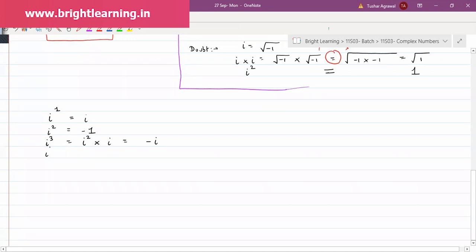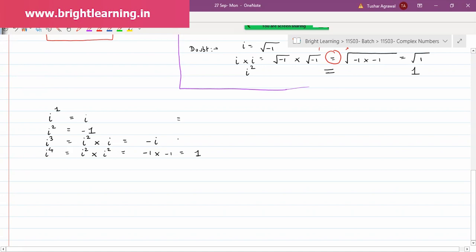And so what is i raised to 4? So i raised to 4 is i square multiplied by i square. So what is i square into i square? 1, sir. -1 into -1. So the final answer is 1.